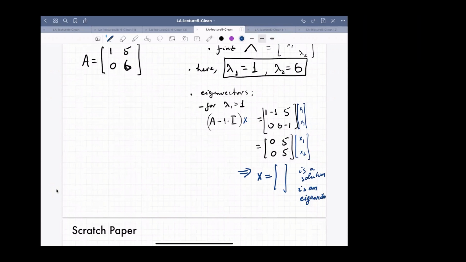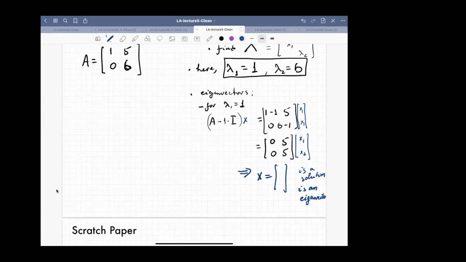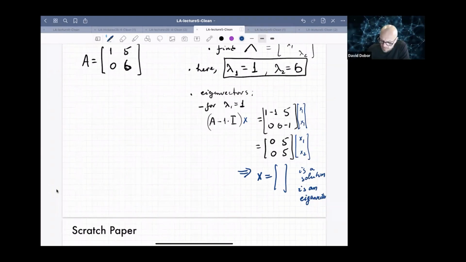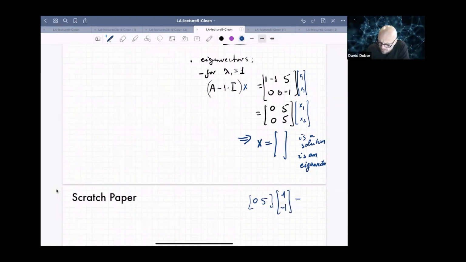The answer is 1, 1? Will 1, 1 solve this? You should always check. Let's say you think the solution is 1, negative 1. Will 1, negative 1 solve this? Is 0, 5 times 1, negative 1 going to give me 0? So what's the usual procedure of finding what's in the null space of A?